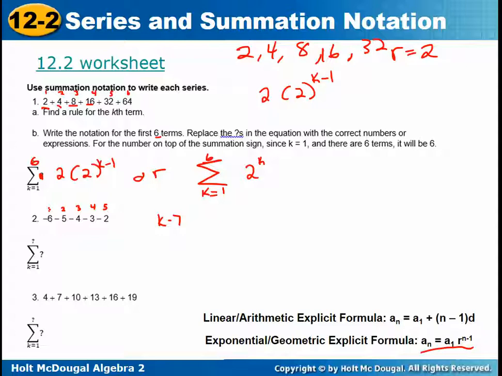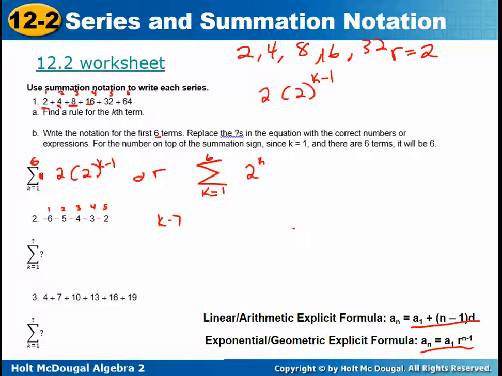So if I start with the first term, 1 minus 7 is negative 6. Start with the second term, 2 minus 7 is negative 5. Yes, that's going to work. But let's say I didn't see that. I could say, well, I can see that this is an arithmetic series, so I could use this. It won't be the most simple form, though.